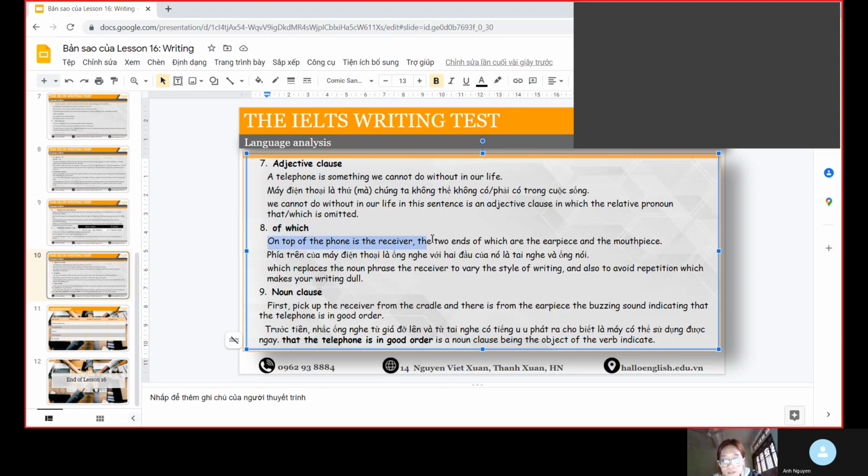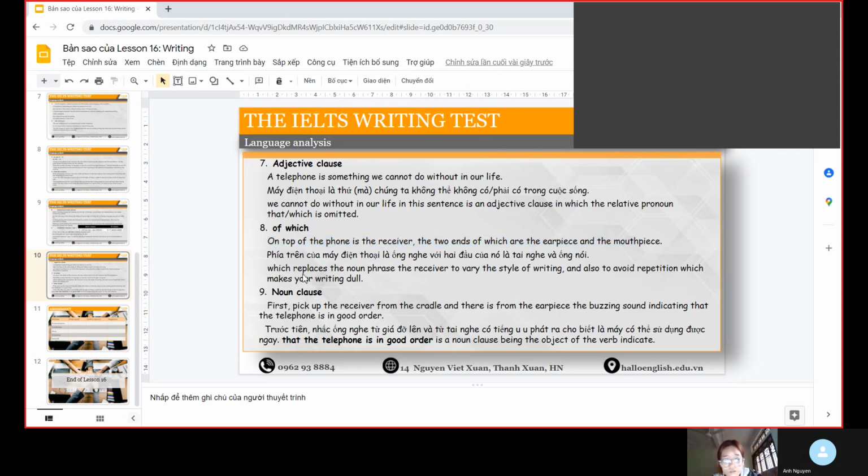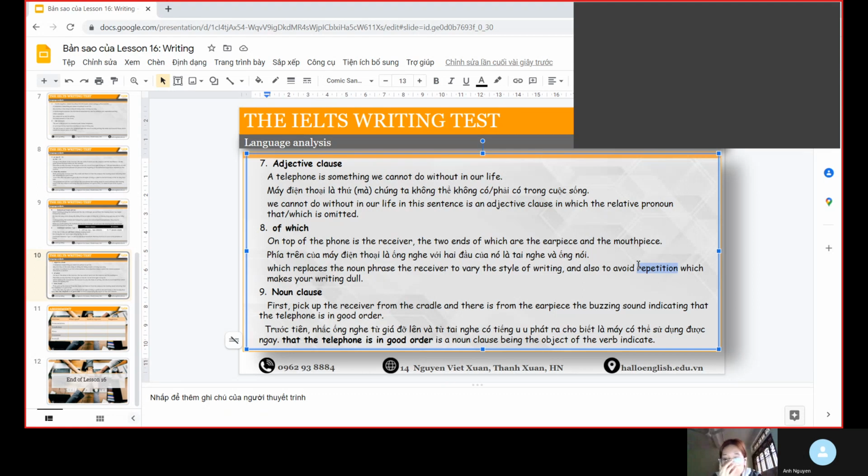Next, "of which." "On top of the phone is the receiver, the two ends of which are the earpiece and the mouthpiece." "Which" replaces the noun phrase "the receiver" to vary the style of writing and also to avoid repetition, which makes your writing dull. The problem of repeating too many words is repetition. In this case, we replace "the receiver" with "which." I think you know how to use this word.